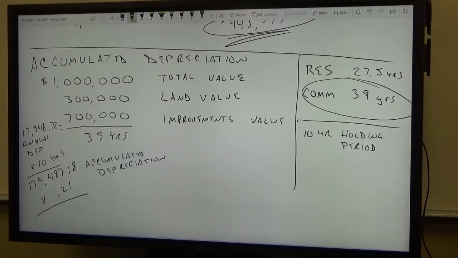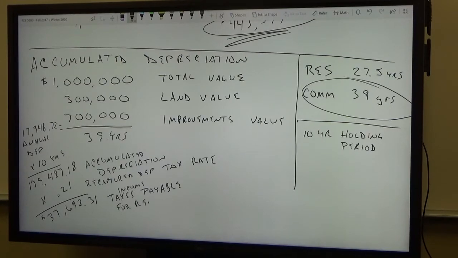Okay. All right, so multiplying that by 21%, this is our recaptured depreciation tax rate. So 37,692.31 would be the income taxes payable for recaptured depreciation. Now this is only if you sell the property. If you don't sell the property, none of this takes place.